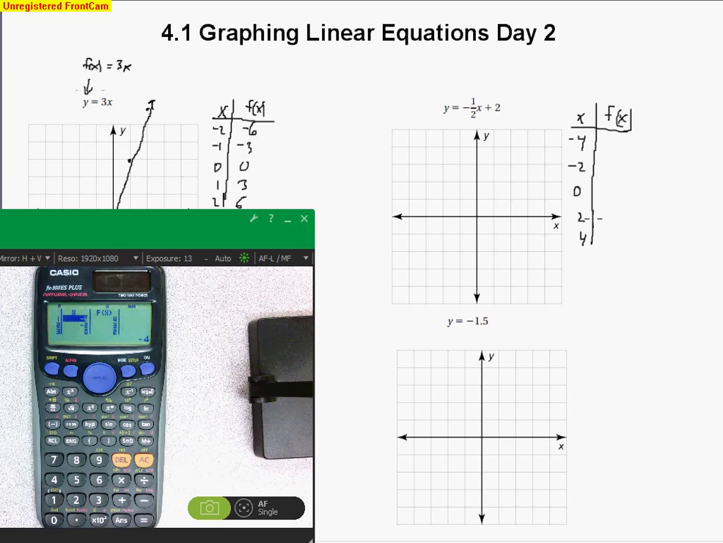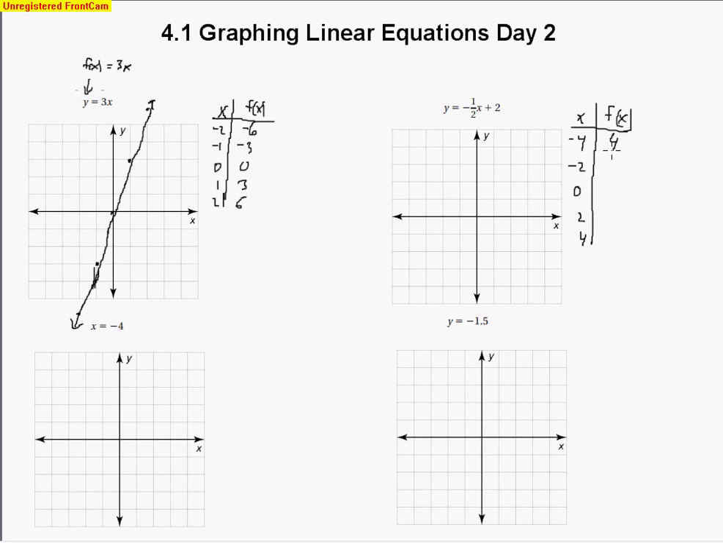So -4, I get a +4. So from -4 it's 4, -2 it's 3, 0 it's 2. That's what it says right in this region here. So it's going down by 1 each time. So 4, 3, 2. I bet you could guess what these two are. It's probably going to be 1 and 0. Let's check it out though.